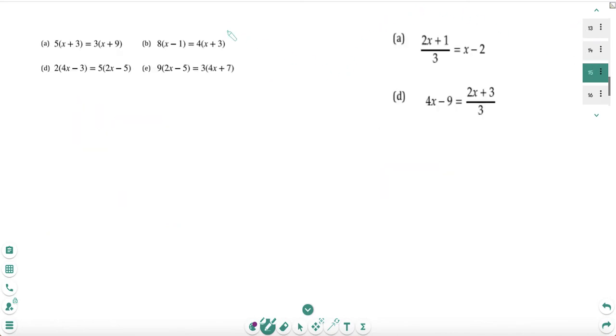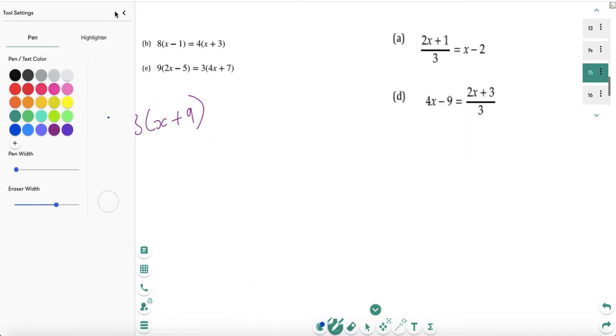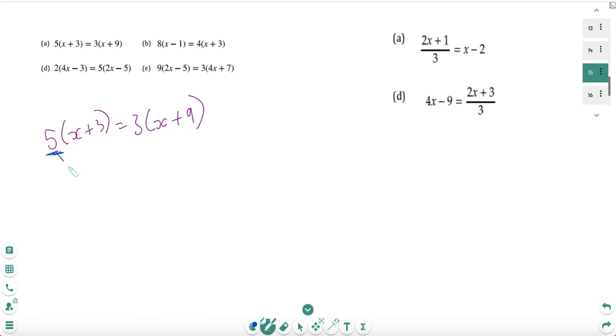Next one, guys. Ooh, some brackets. Let's look at the first one: 5 times (x plus 3) equals 3 times (x plus 9). First things first, whenever I see brackets, I like to get rid of brackets, okay? So we can expand the brackets. How do you expand brackets? Well, you get the number on the outside and multiply it by all the terms on the inside. So 5 times x is 5x. 5 times positive 3 is positive 15. Let's expand here. 3 times x is 3x. 3 times positive 9 is positive 27.